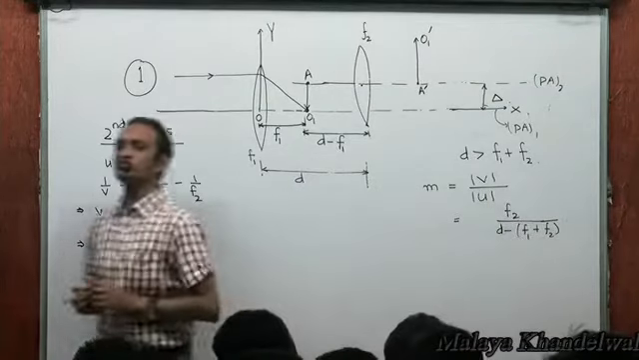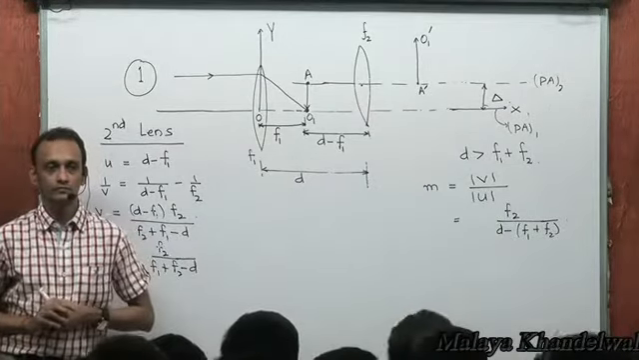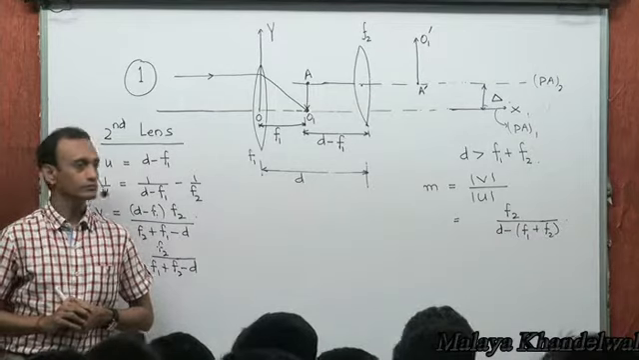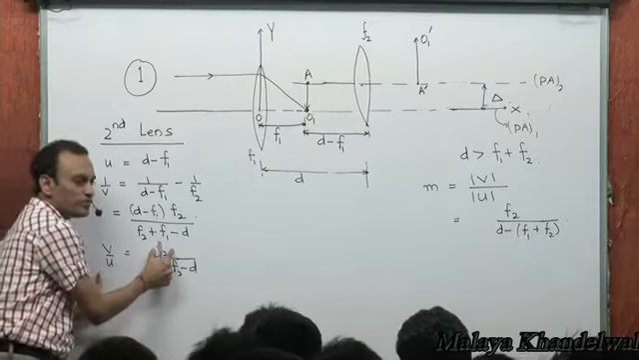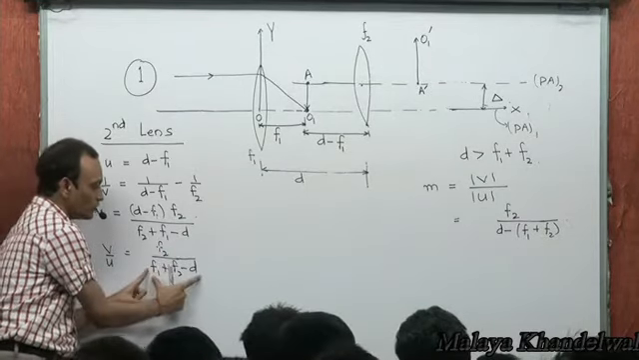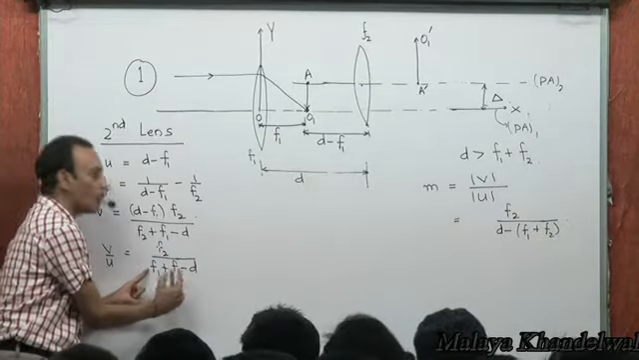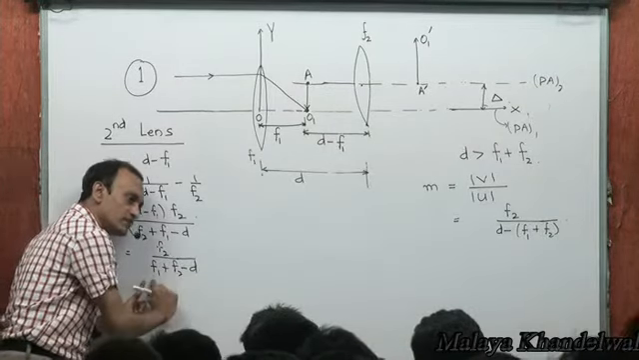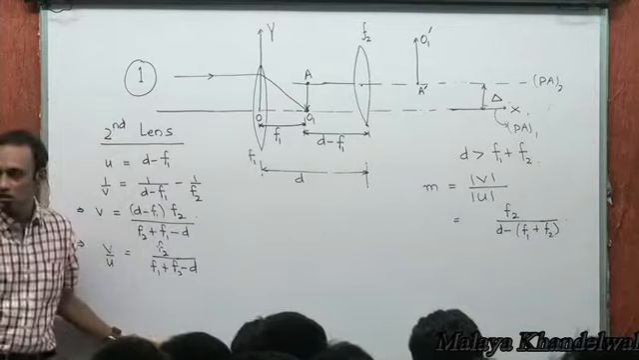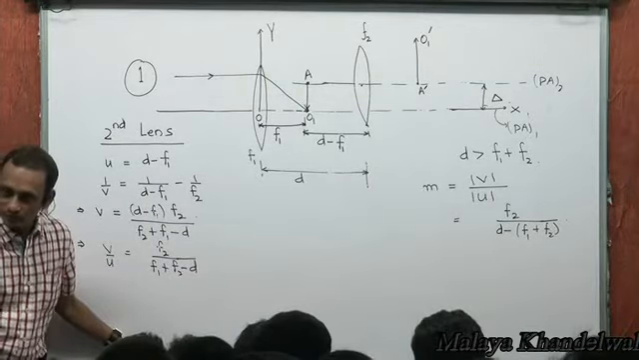do you register this right? Mod V by mod U. I take the mod of this. Mod of F2 would be F2. Mod of this would be D minus F1 plus F2. Why? Because F1 plus F2 minus D is a negative number. So mod of this would be negative of this. Clear?